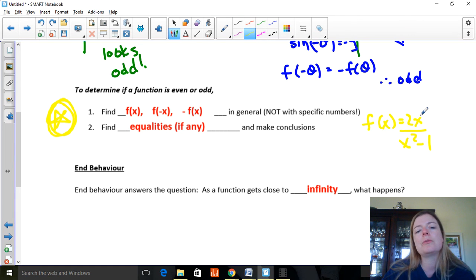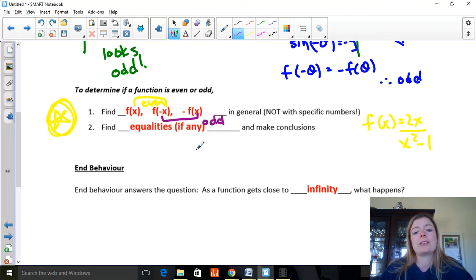You have to actually do what I did and put in negative x and do negative f at x and f at negative x and compare them, okay? So you find f at x, which is usually given to you. Find f at negative x and then negative f at x and see if there are any equalities. So if these two are equal, then it's even. And if these two are equal, then it's odd. And if none of the three of these are the same, then it's neither even nor odd, which happens too.